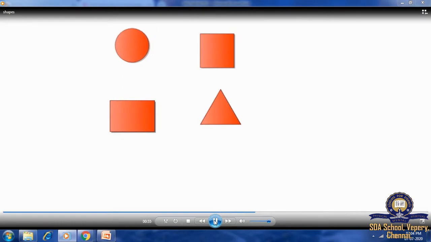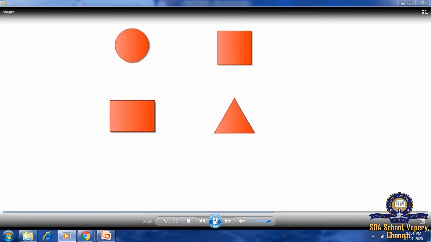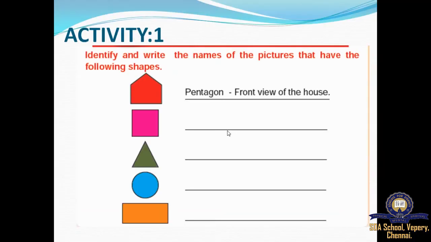The fifth shape is, identify the fifth shape. Yes, it is a pentagon. Very good. So we all now know these 5 basic shapes: circle, square, rectangle, pentagon and triangle. Very good. Okay, now we are going to do one activity.